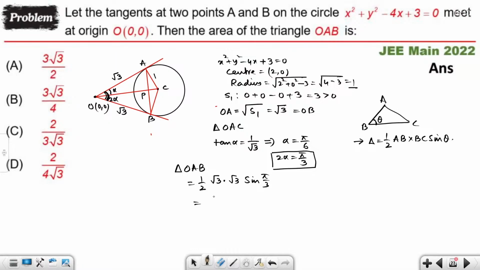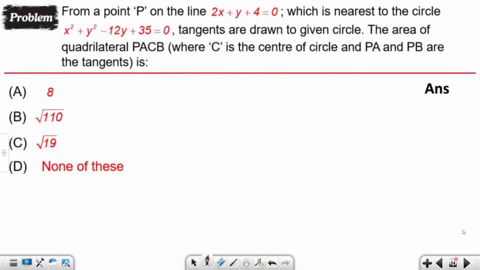So it is coming to 3 over 2 sine 60 degree, it's root 3 by 2. So answer is 3 root 3 over 4. Is it clear to all? So the area of the triangle OAB is 3 root 3 over 4. Hence option B is correct. Is it clear now? Option B is correct. Okay, let us move for the next problem.